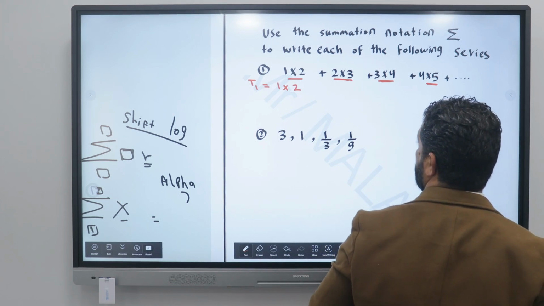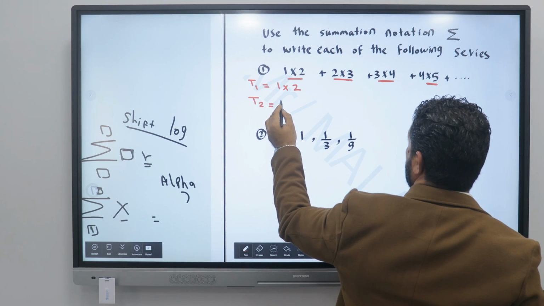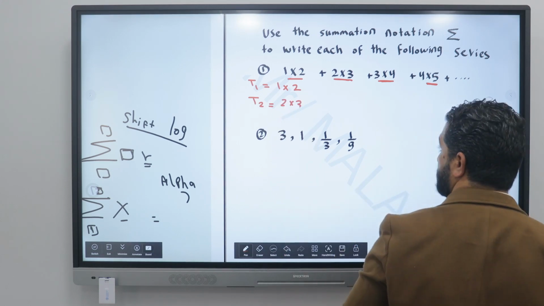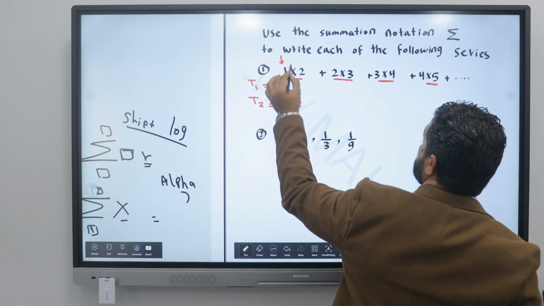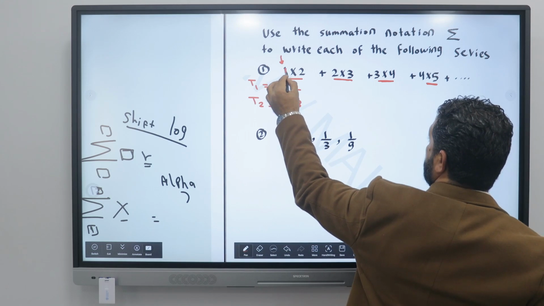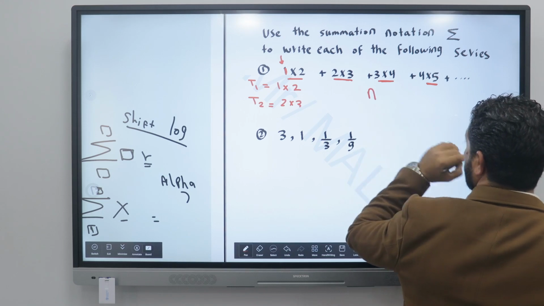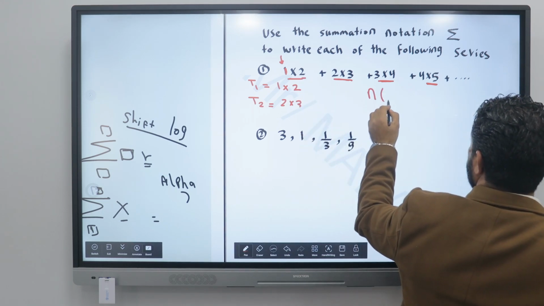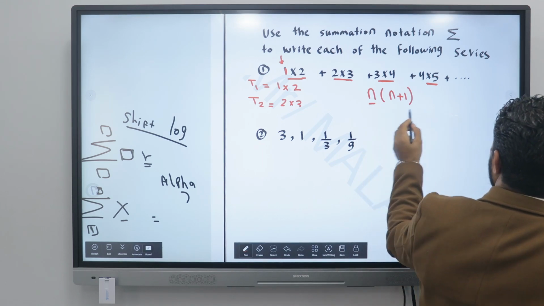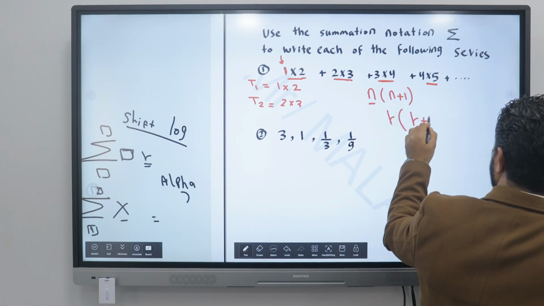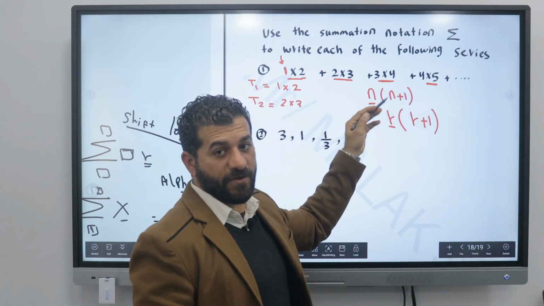What is the second term? The second term, T2, is 2 times 3. Should I not do the times, Mister? No, don't do the times, because the sequence is following a pattern. Here we have 1, this one is n, and this 2 here is n plus 1. We can write instead of n, r multiplied by r plus 1. What are you doing, Mister? In series we write r instead of n.